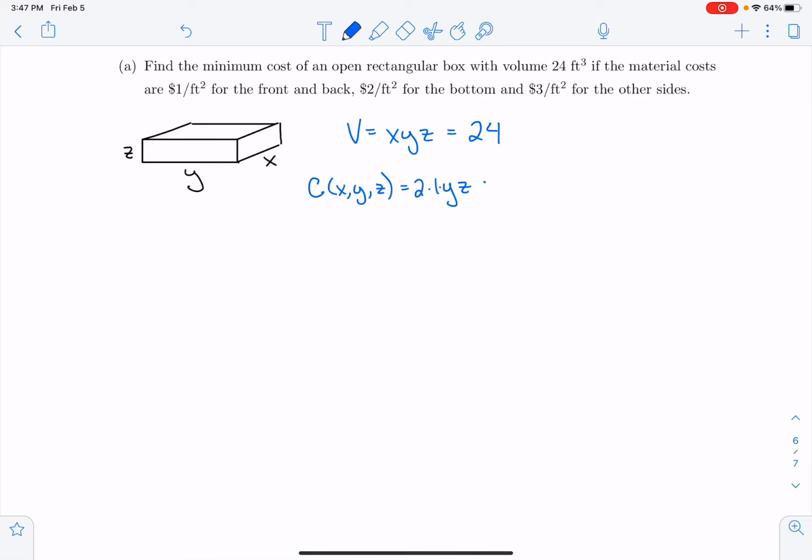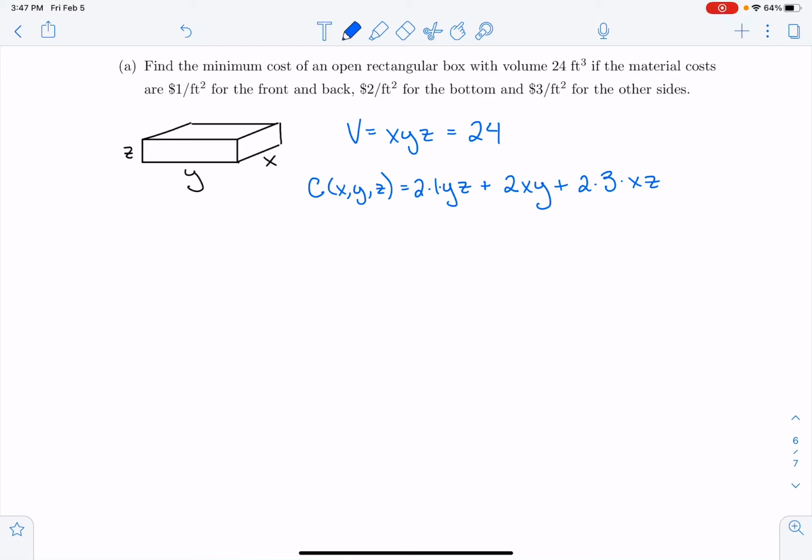Then $2 per square foot for the bottom. So $2 times the area of the bottom, which is x times y. And then finally, $3 per square foot for the other sides. So $3 times the areas of the other sides, which are xz. But there are two of those sides, so I'm going to multiply that by 2. And so now I need to minimize this function of 3 variables.